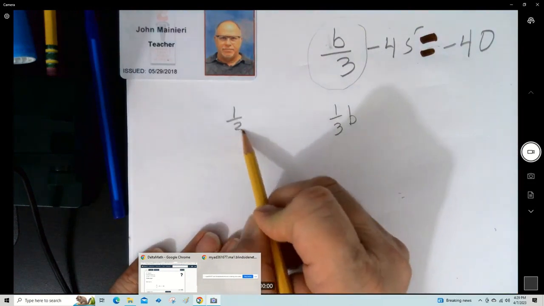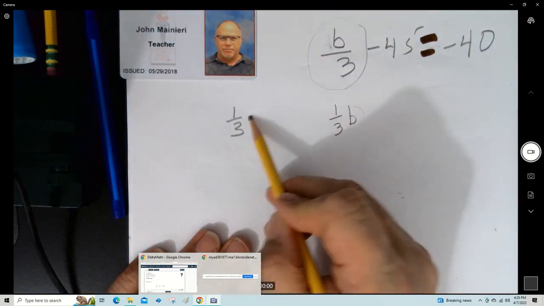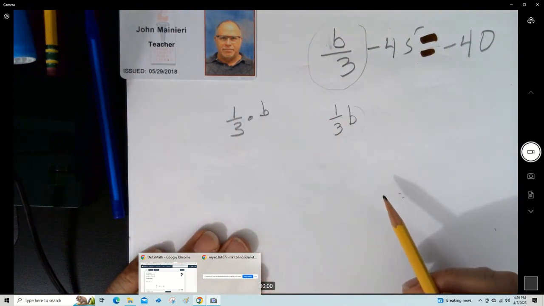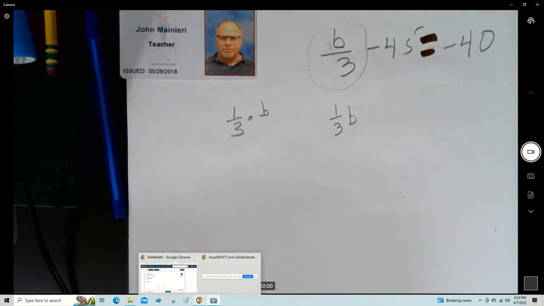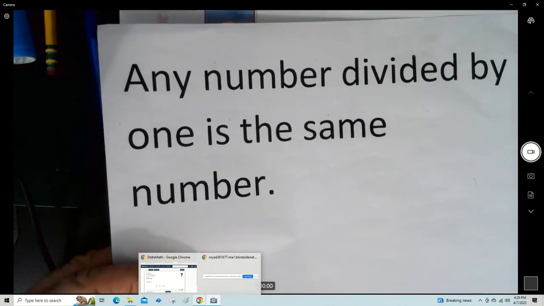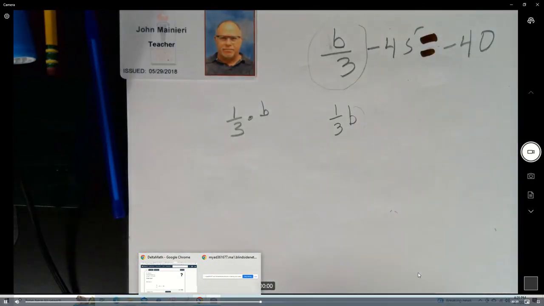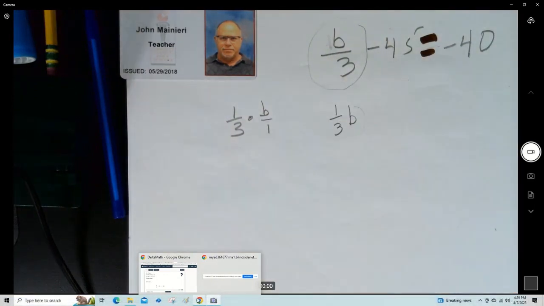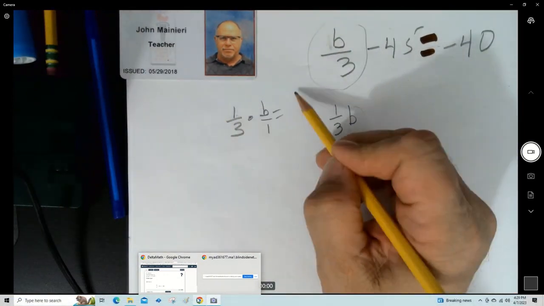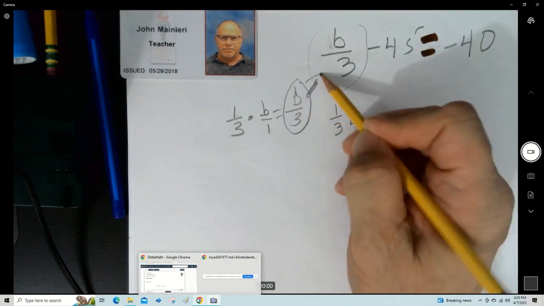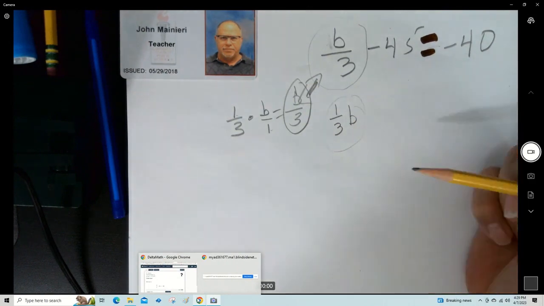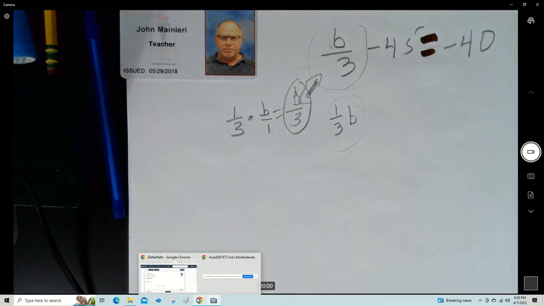Because if I took 1/3, this means multiply, and I had to multiply by b, what would the denominator for b be? Somebody call it out. Any number divided by 1 is the same number, so the denominator would have to be 1. And if we multiply across, 1 times b is b, and 3 times 1 is 3. See the b over 3 here? Same thing. So this 1/3 b is how we're better off working with it.